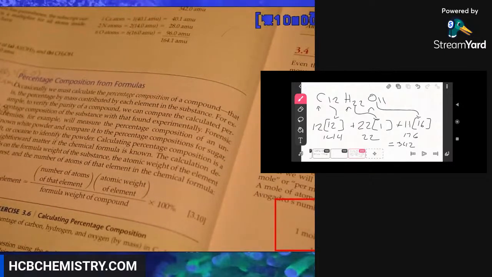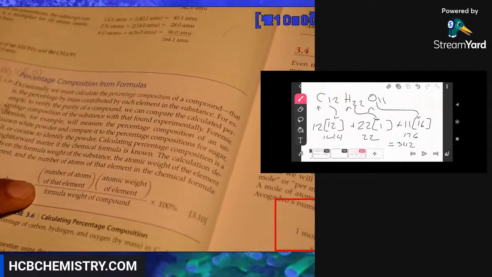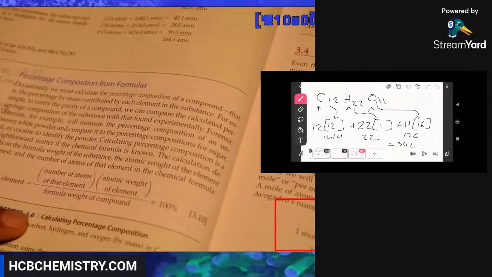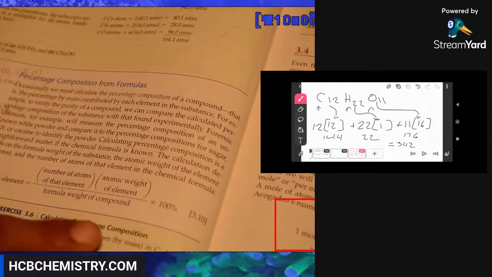Calculating percent composition is a straightforward matter if the chemical formula is known. The calculation depends on the formula weight of the substance, the atomic weight of the element of interest, and the number of atoms of that element in the chemical formula. Percent element equals the number of atoms of the element multiplied by the atomic weight of the element, divided by the formula weight of the compound, times 100, and it gives you the answer. There you go.